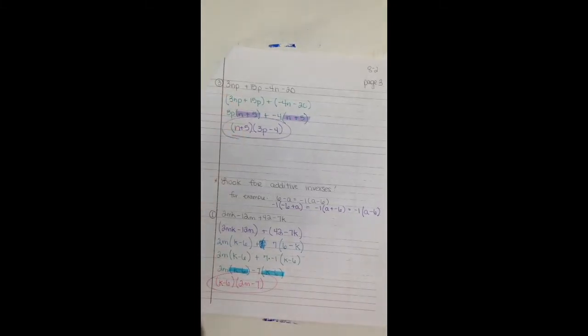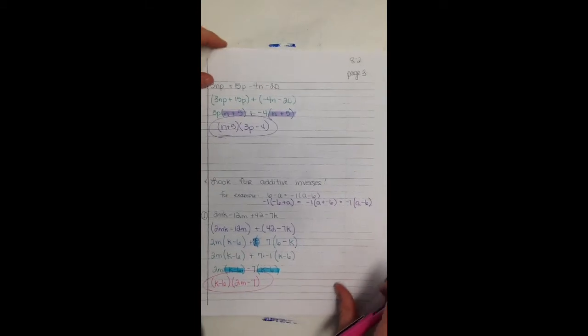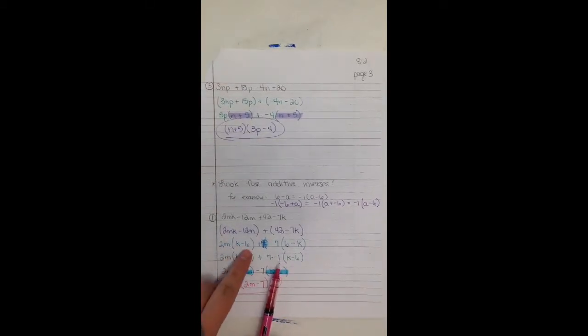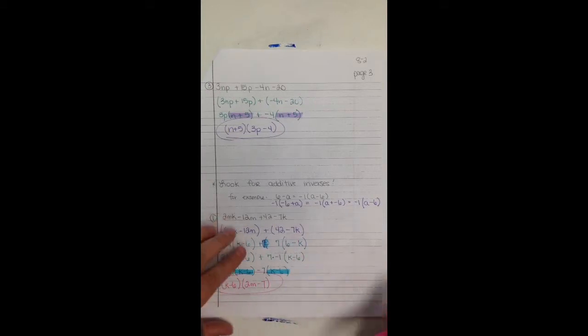And I'm done. Additive inverses, I think, are one of the harder things to do when you're factoring by grouping. You just have to keep in mind that if you see something like this, where you have k minus 6, 6 minus k, you have this special rule that lets you rewrite it so that they are the same. Turn to the next page. Let's do one more of these together.